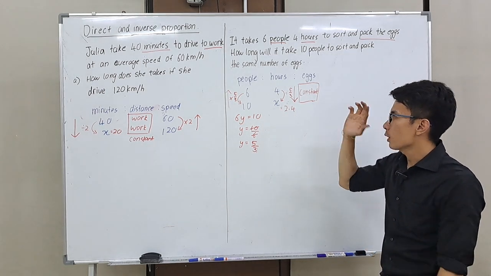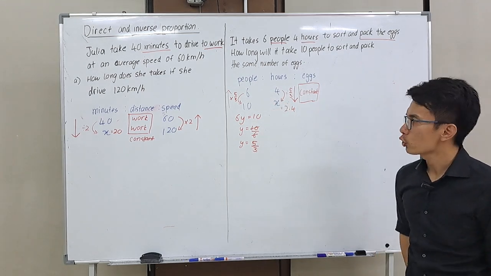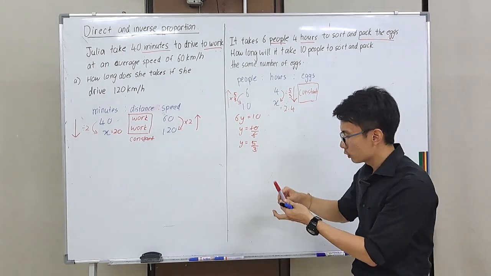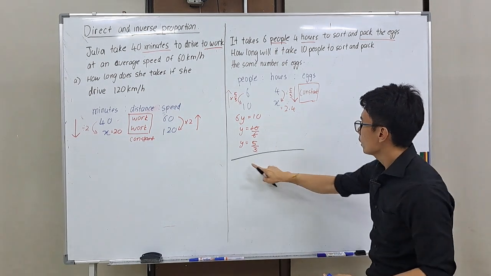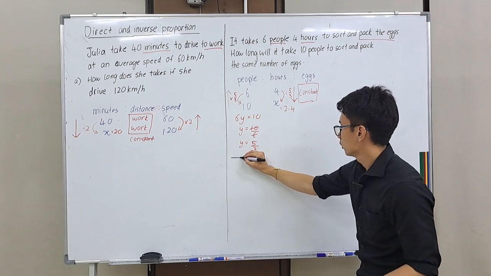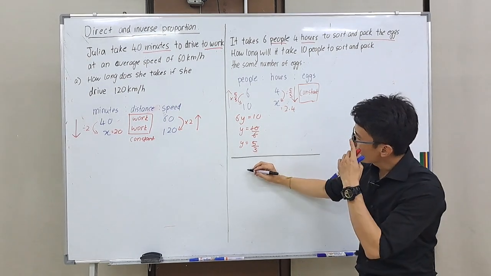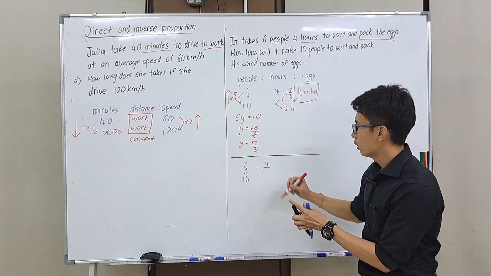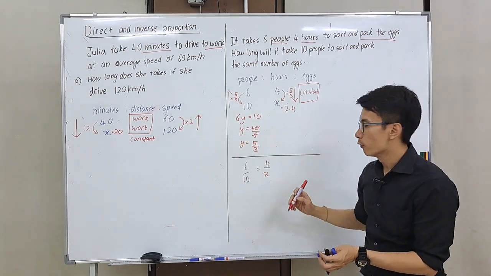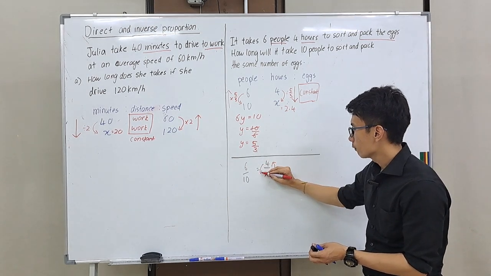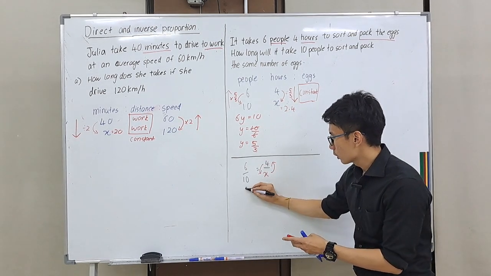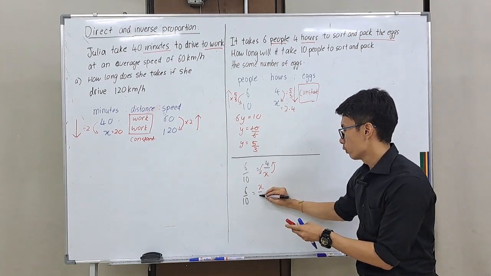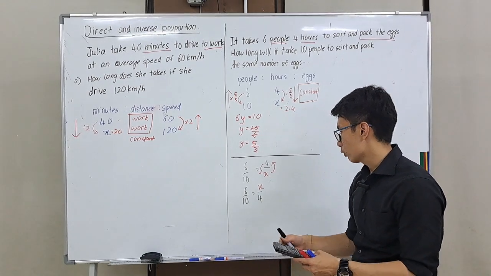Now, of course, this is the table method, but if you are using the equation method, then you don't have to find all these things already because equation method will solve this directly, all right? So now I will just do the equation method to show you that you will get the same answer. So I have 6 over 10, it equals to 4 over x. Remember, this is an inverse proportion, so I will be flipping it. So this is going to be 6 over 10 that equals to x over 4.